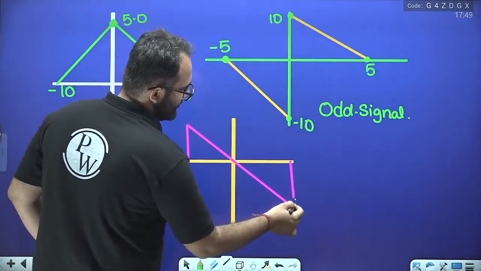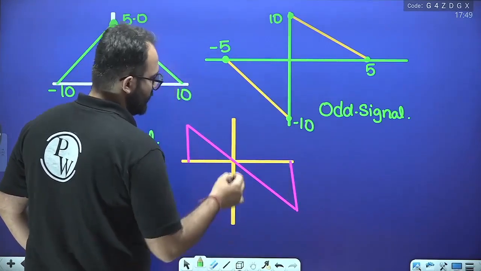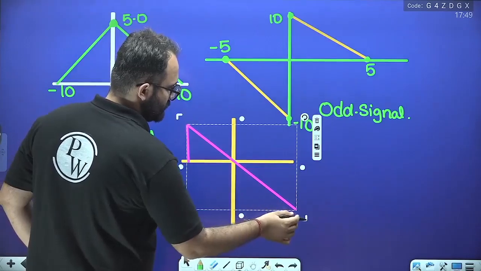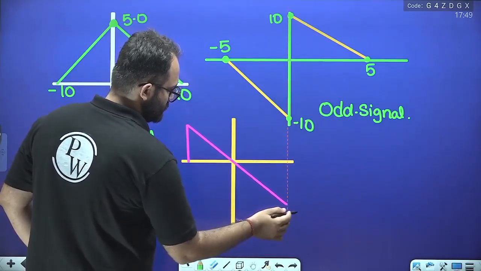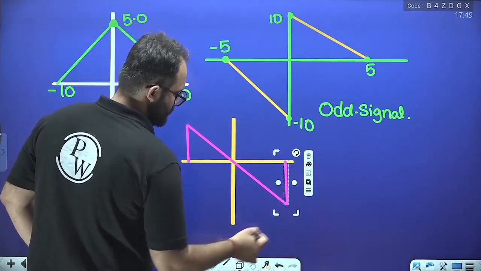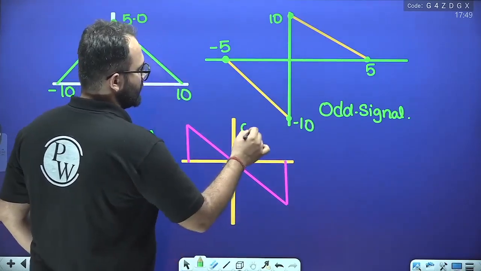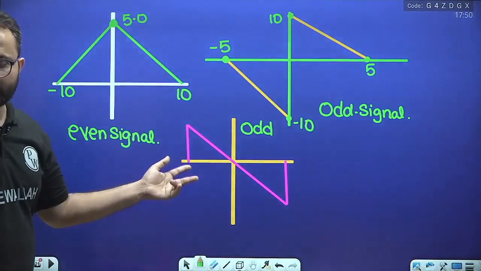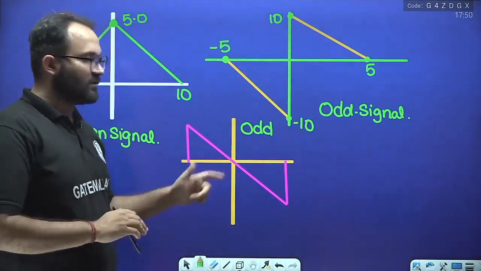We can see that this is also an odd signal. Okay, this is also odd. So this is also an odd signal. We can see that this is also odd. It is anti-symmetric about the y-axis. Is it correct? Is it clear to all of you? This is also an odd signal.